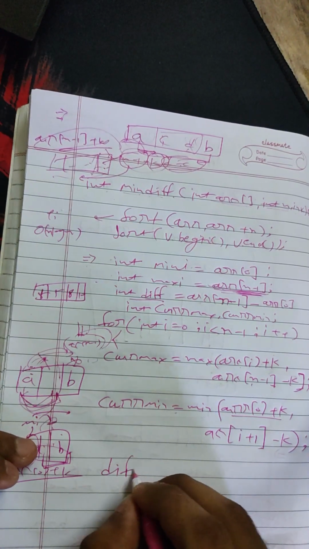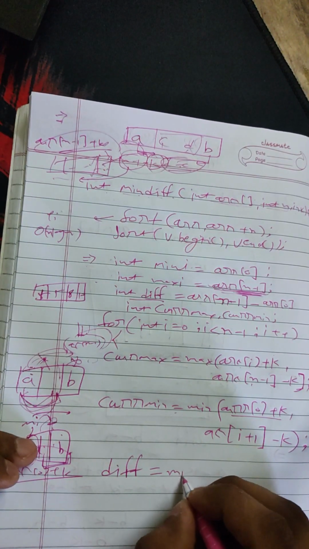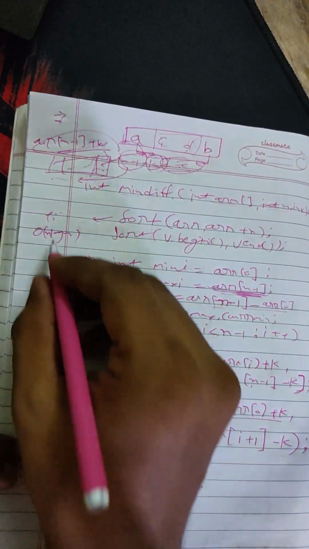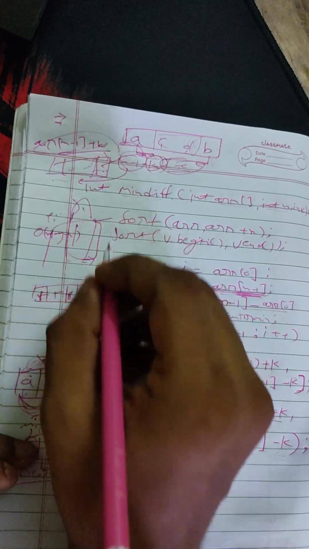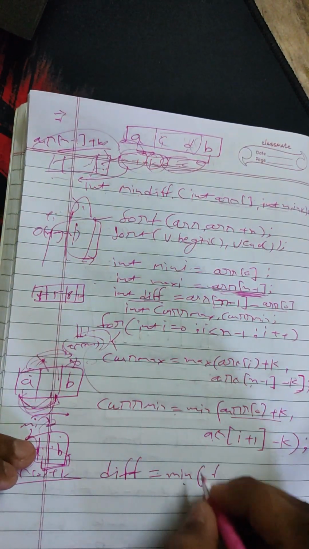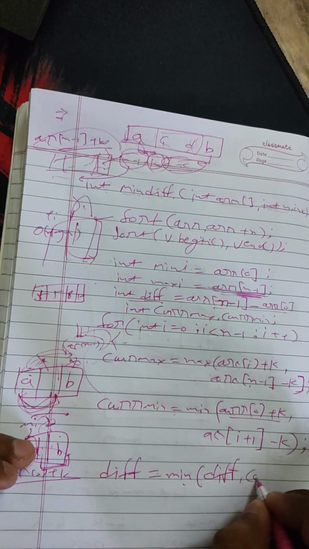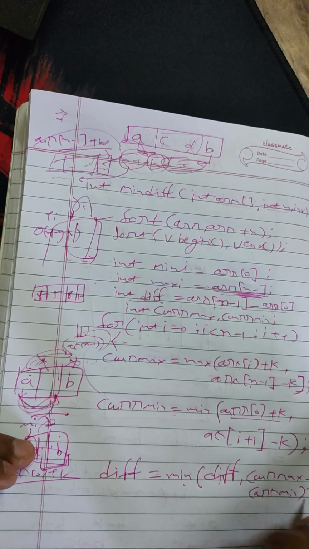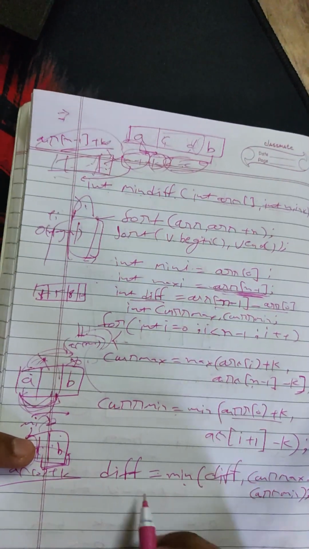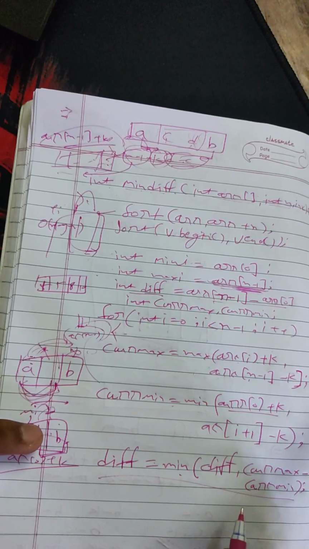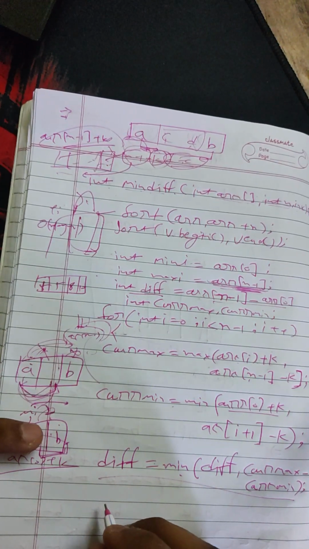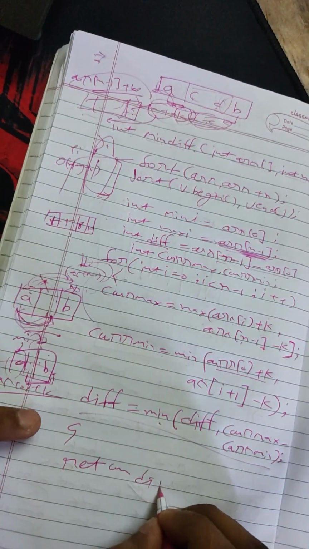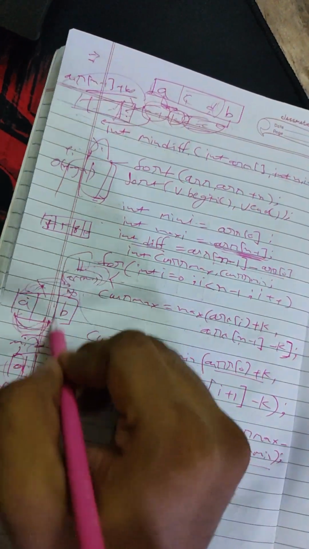Now the difference is the minimum of either this or this. Either the difference is the answer, or current maximum minus current minimum is the answer. Okay, now this is done, and in the end we return the difference. This is the code we have written.